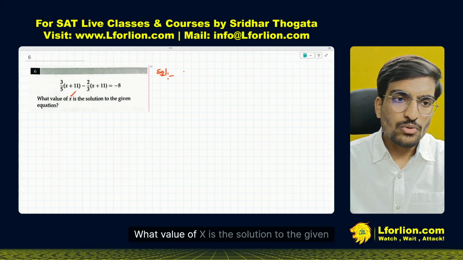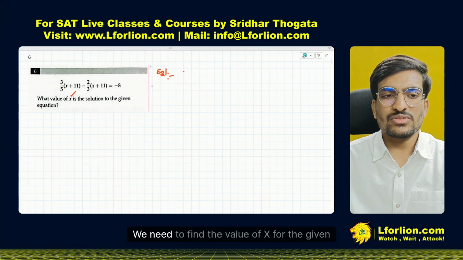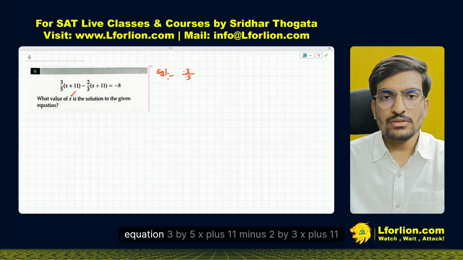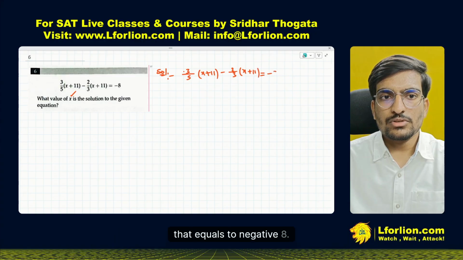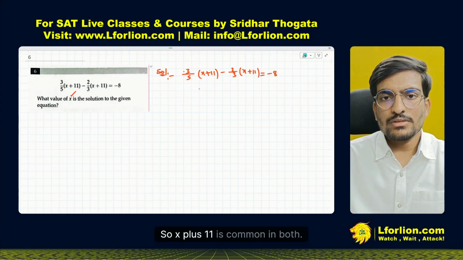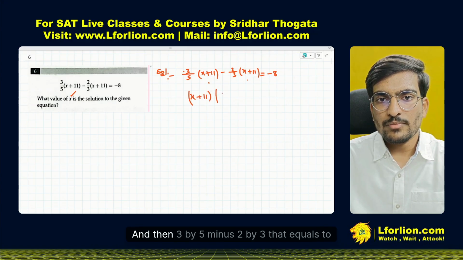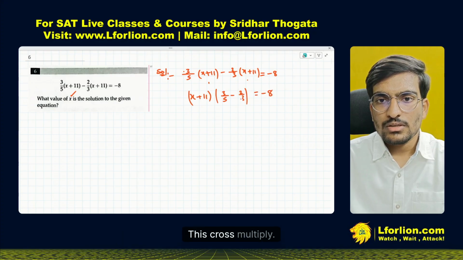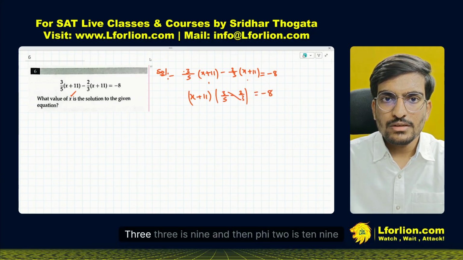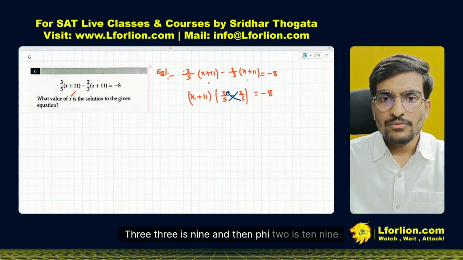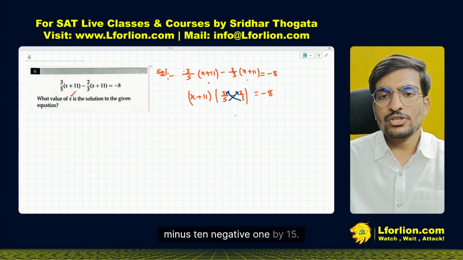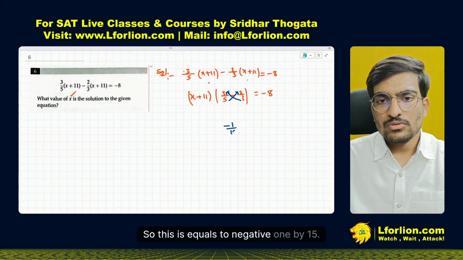So question number 6. What value of x is the solution to the given equation? We need to find the value of x for the given equation. 3 by 5 times (x plus 11) minus 2 by 3 times (x plus 11) equals negative 8. So x plus 11 is common in both, so I'll just take x plus 11 out, and then 3 by 5 minus 2 by 3 equals negative 8. Just cross multiply. What do you get here? 3 times 3 is 9, and then 5 times 2 is 10. 9 minus 10, negative 1 by 15. So this is equal to negative 1 by 15.